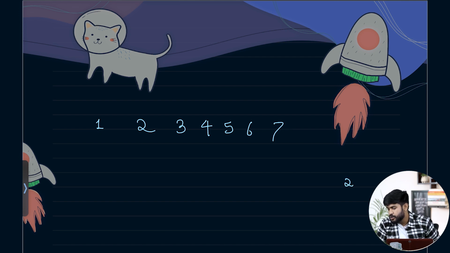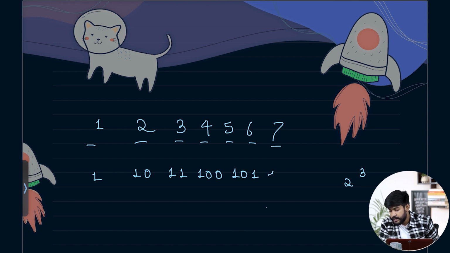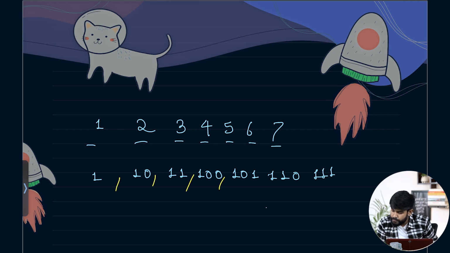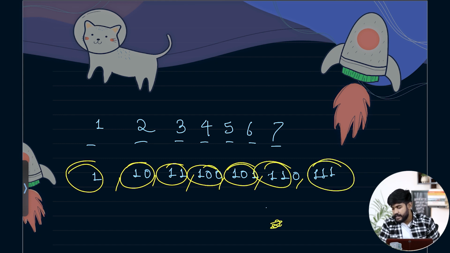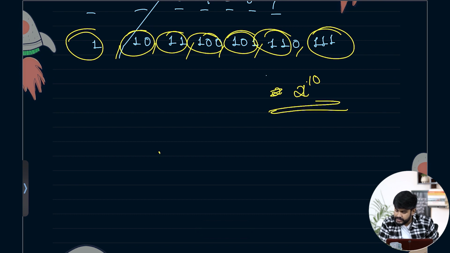Less than 8 means 2 to the power 3. So to store all this in binary form, only the last 3 bits would be used. Like 1 can be represented as 1. 2 can be represented as 10. 3 as 11. 4 as 100. 5 as 101. 6 as 110. 7 as 111. I just meant this. So to store a value less than 2 to the power 3, we would be only using the last 3 bits. Other than this, you won't ever require anything. So if the given number is less than or equal to 2 to the power 10, then only the last 10 blocks are used.